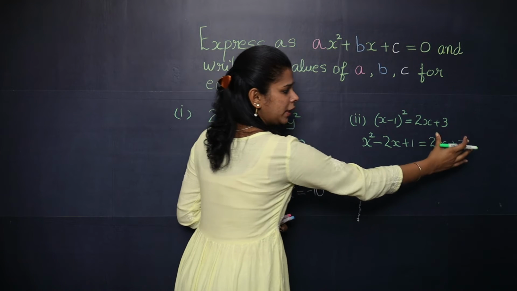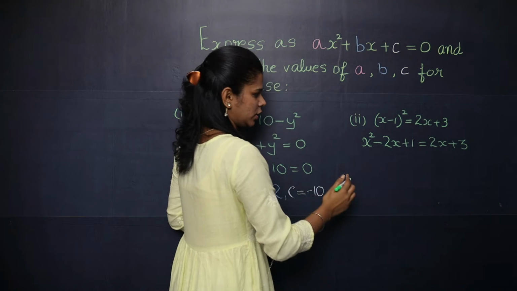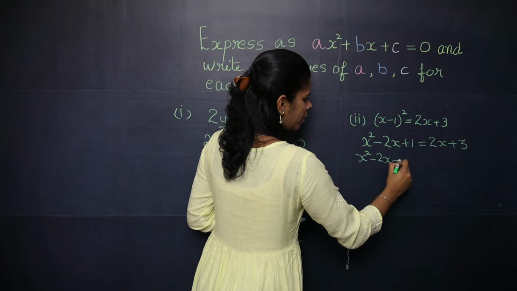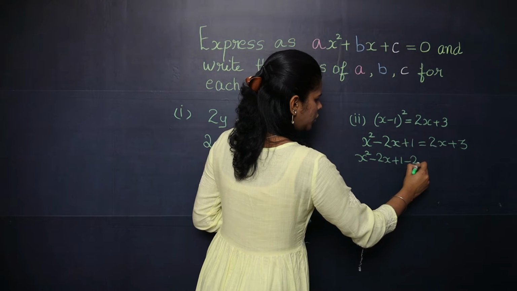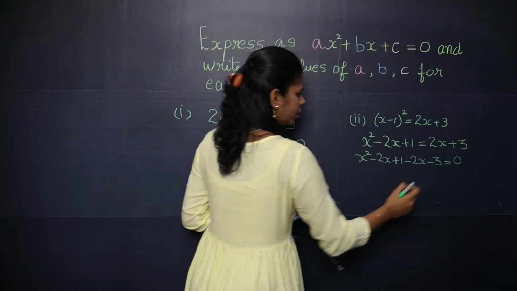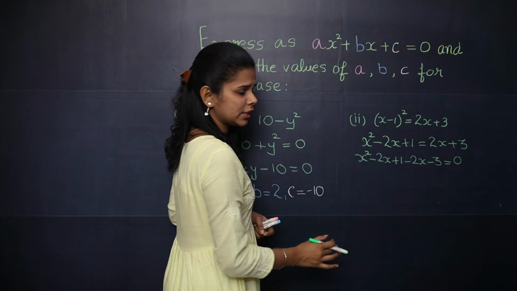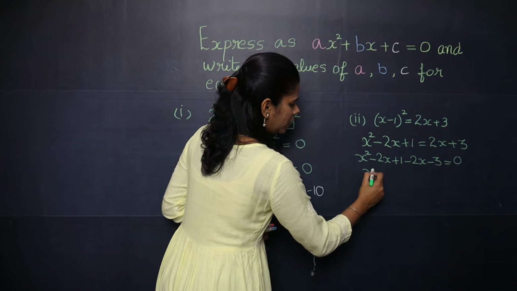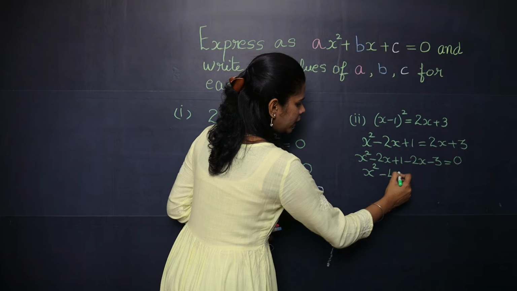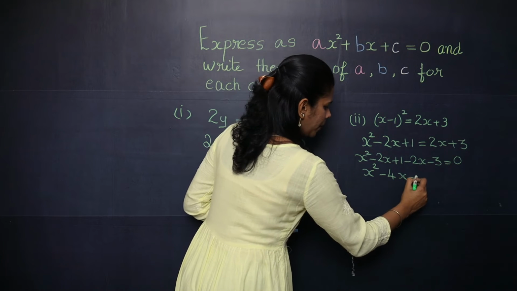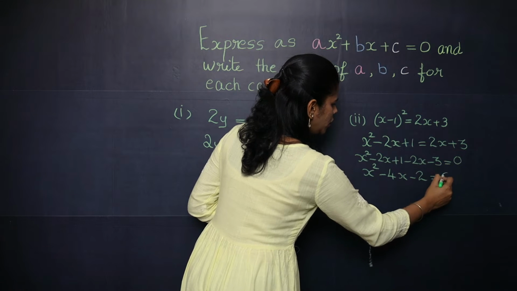Now I am going to bring 2x plus 3 to the LHS. So x square minus 2x plus 1 minus 2x minus 3 is equal to 0. Now you can identify the like terms. Here you can see negative 2x and negative 2x. So it becomes minus 4x, positive 1 and minus 3. It becomes minus 2 equal to 0.